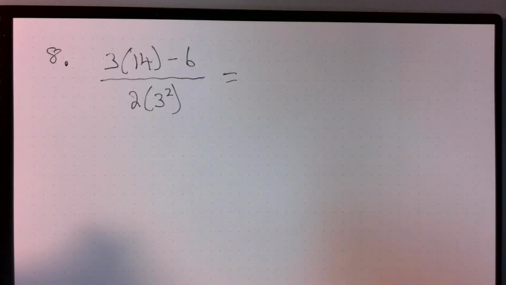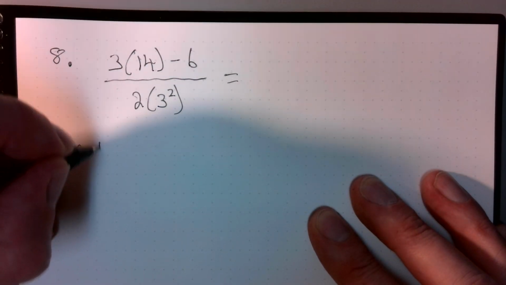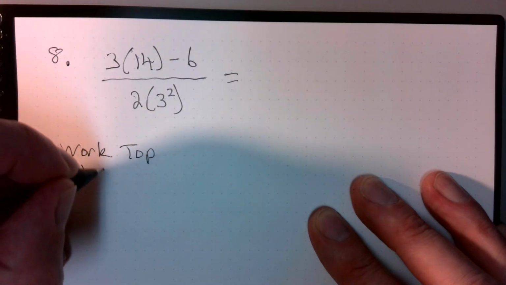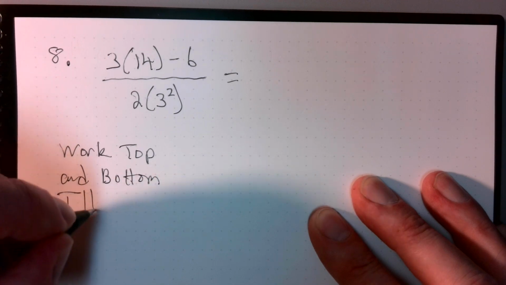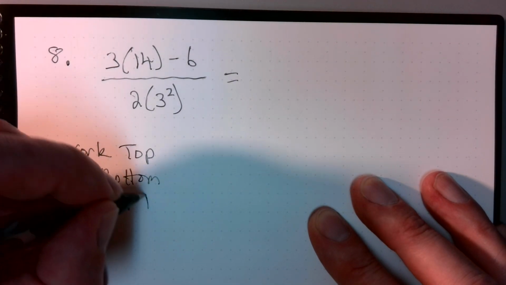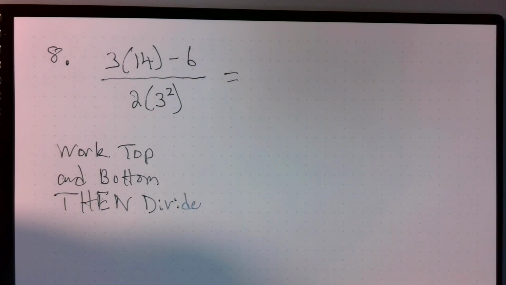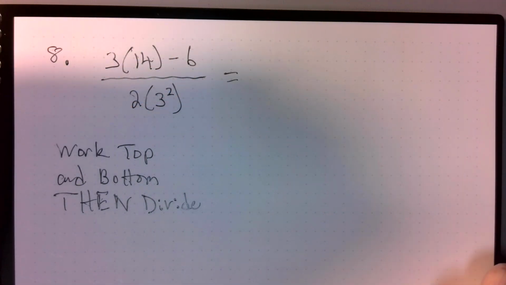In a problem like this, where you have basically a huge fraction, work out the top and bottom. Then, once those are done, then divide. So we're going to work out the top and the bottom independently, and the last thing we do is divide. Okay, so we're working on top.